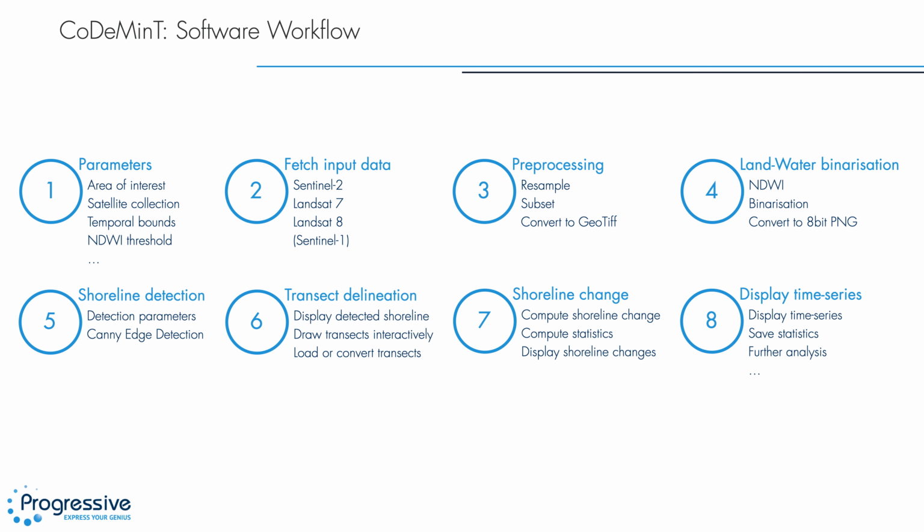CoDeMinT has a simple workflow that allows users to automatically extract the coastline position from Sentinel-2 and Landsat images, and then to generate the associated time series. For areas that are heavily affected by clouds, CoDeMinT also supports the use of Sentinel-1 data.